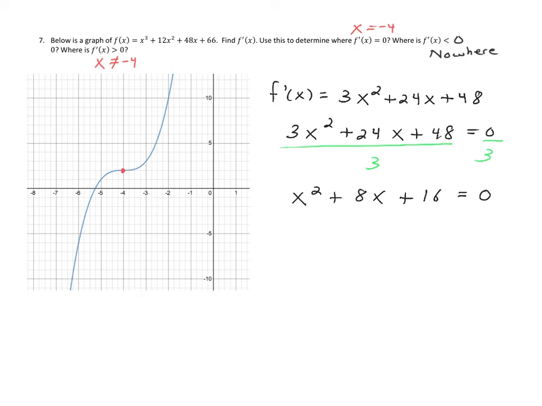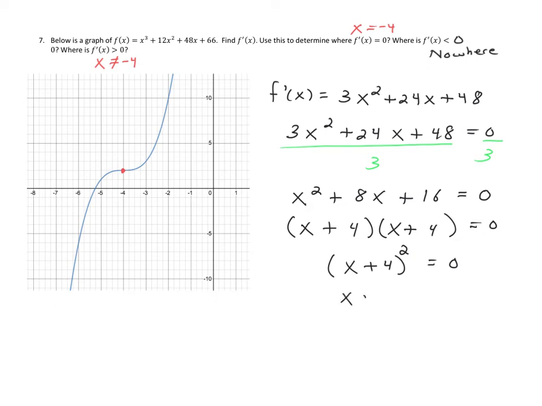You could try factoring this, using the quadratic formula, whatever you want. I just happen to recognize this as a perfect square. You'd have x and an x, everything has to be positive. 4 and 4 multiply to 16, yet also add to 8. This is equivalent to x plus 4 squared is equal to 0. That means if you set both of these factors equal to 0, you get the same number. There aren't two different solutions.